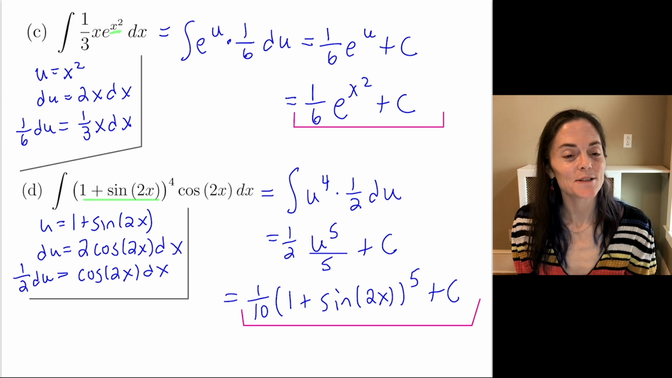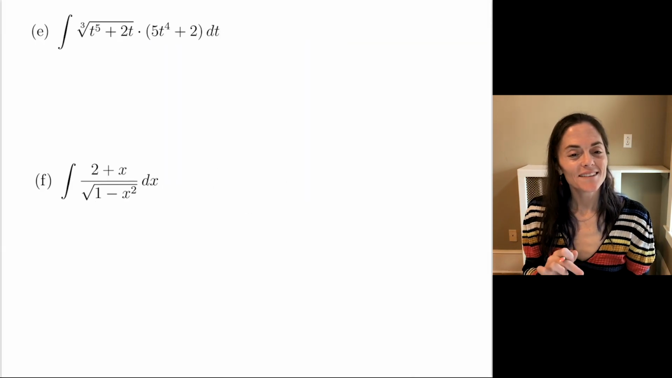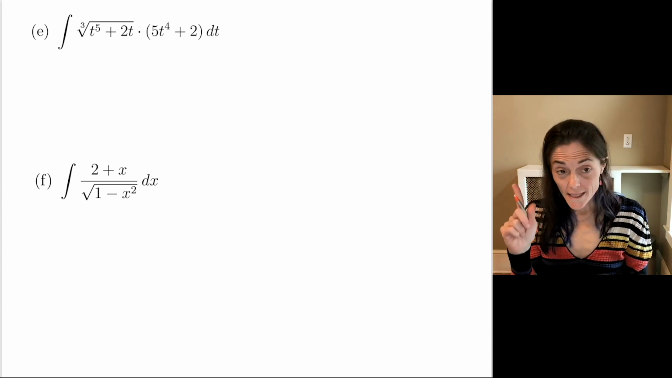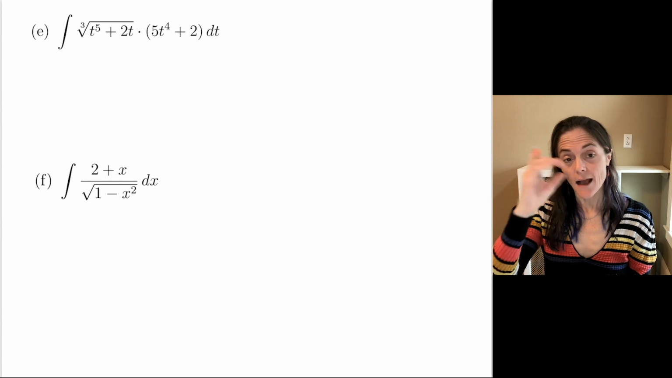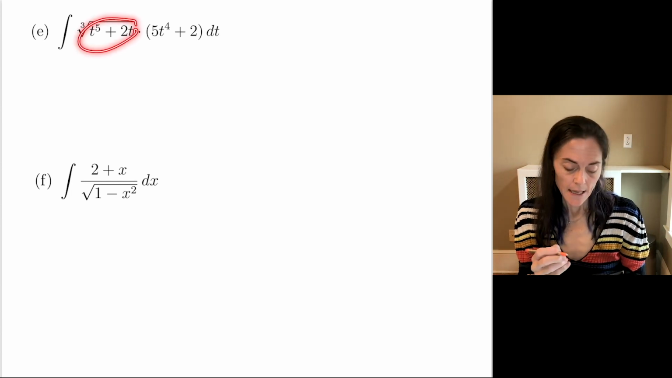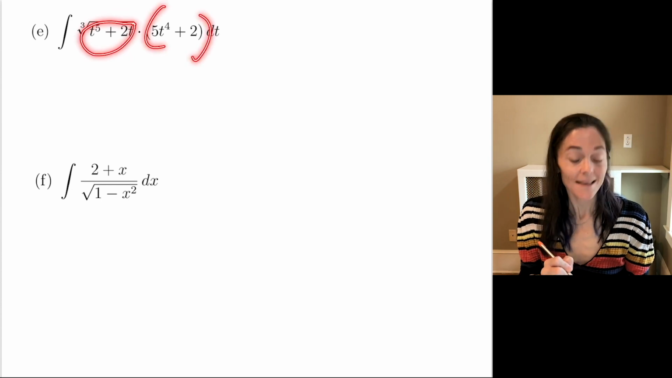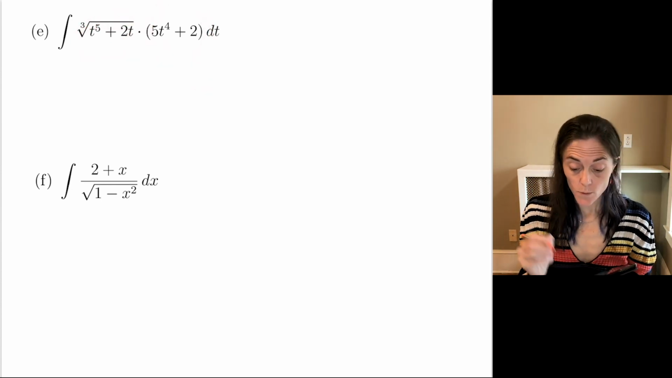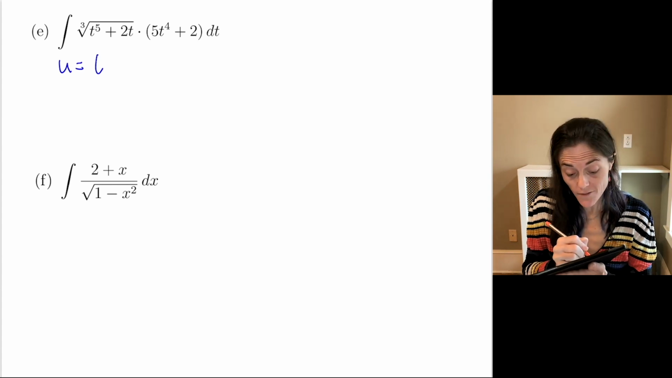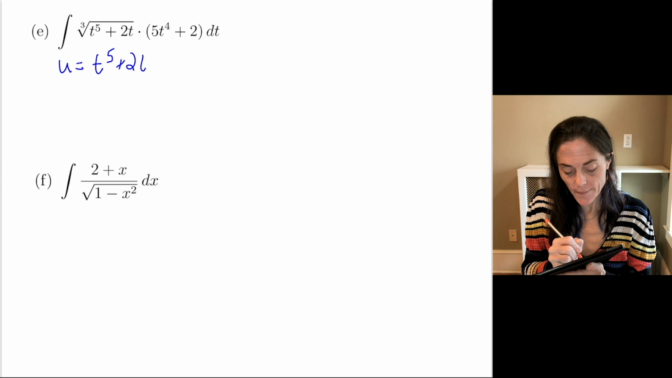Integration by substitution. Well, we have 2 more integrals in this quiz extra practice. Once again, in letter E, you see I have something under the radical. This suggests substitution. Moreover, I have exactly its derivative in our integrand, as we will see. So let's write down what's underneath the radical: t to the 5th plus 2t.